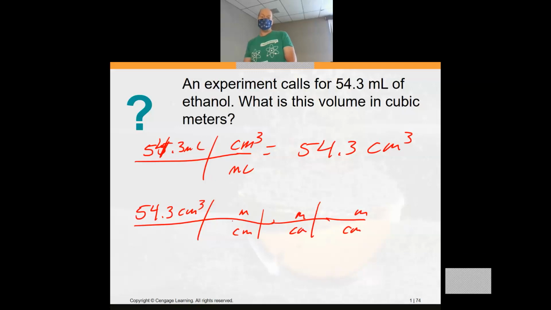All right, and so on the C, we know from our chart, that's 10 to the minus 2. And again, I always put 1 times 10 to the minus 2. 1 times 10 to the minus 2. All right, so centimeters times centimeters times centimeters cancels centimeters to the third. And we have meters times meters times meters, which is cubic meters. And so you get 5.43 times 10 to the minus 5 meters cubed.